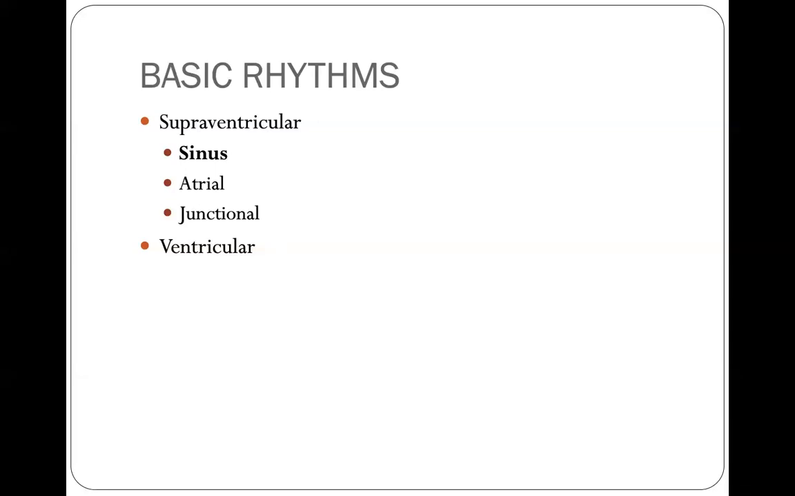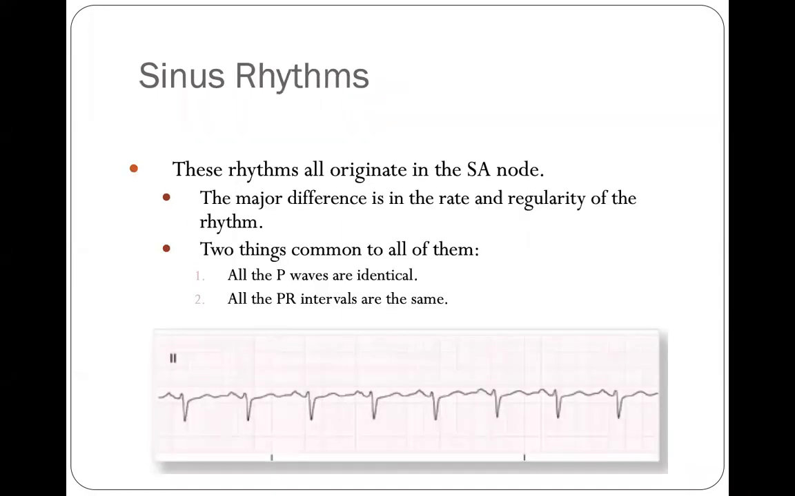Of the supraventricular rhythms, there are three areas they can be initiated from: the sinus node, the atria themselves, or the junction. All of those will initiate a supraventricular rhythm. Today, we're going to talk about sinus rhythms. In sinus rhythms, they all originate from the SA node. Otherwise, it wouldn't be called a sinus rhythm.